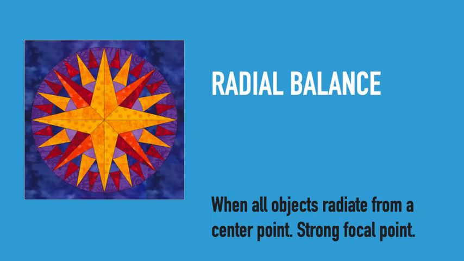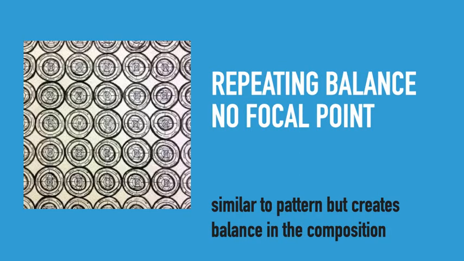The next one is radial balance. These are when all objects radiate from a center point, usually having a very strong focal point, like you can see in this example here. All the shapes, everything, color, everything radiates from the center point. And then next we have repeating balance. It's very similar to pattern. There's no focal point, but it's just repeating over and over, but it creates balance as well.